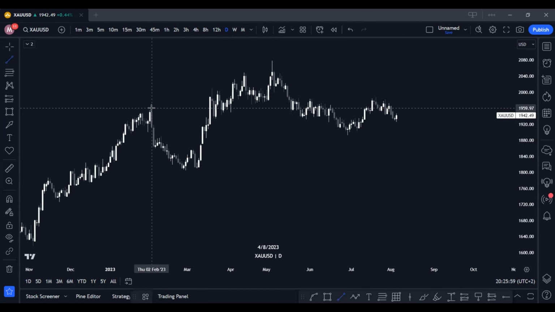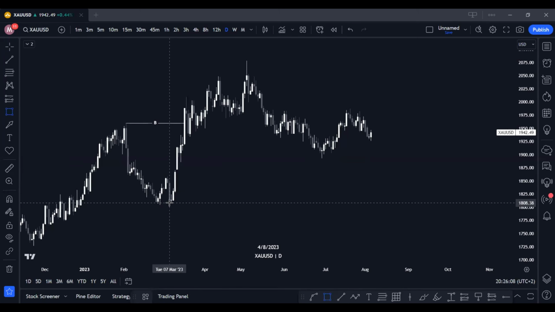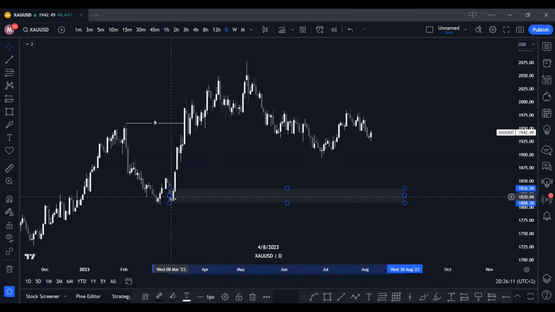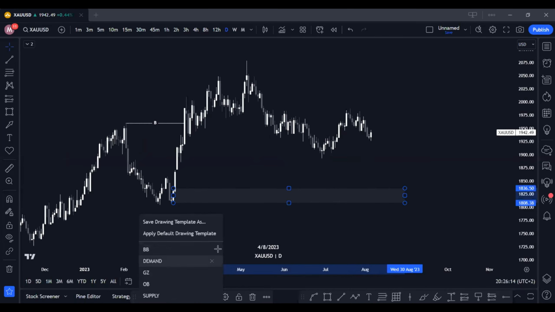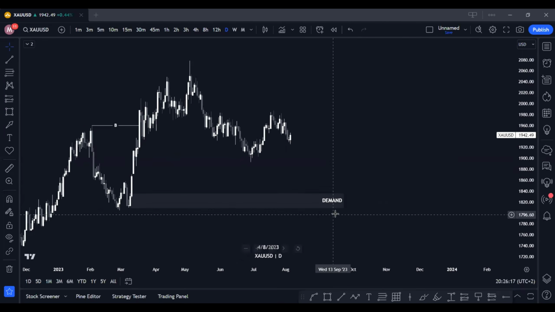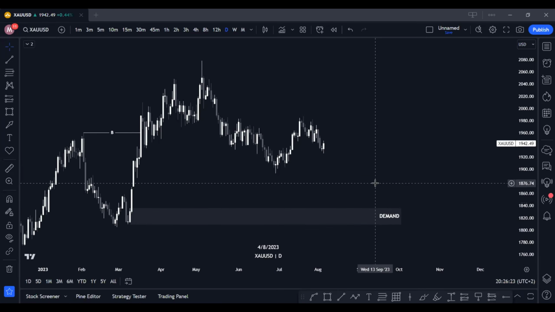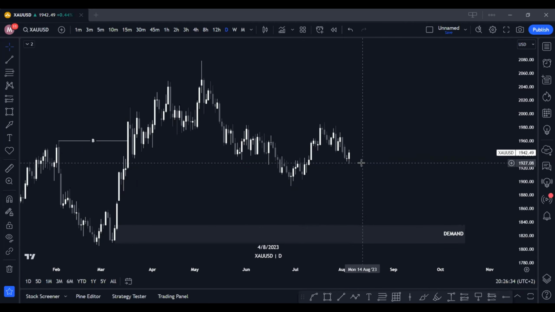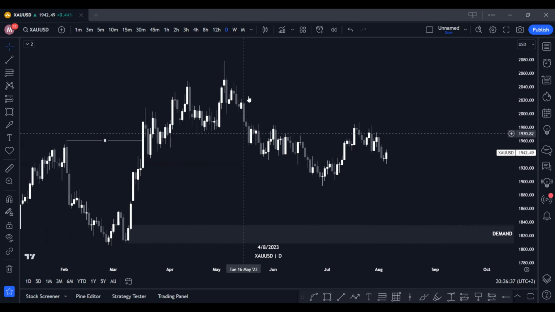Okay, so we have this break of structure here, we have this break of structure here, and we have this beautiful demand area here. Okay, we have this beautiful demand area here, meaning that we could be looking for our buying opportunities here. So like I said, it could take price the longest time to come near our demand area. So what are we going to do? We are going to take our counter trend trades. Okay, so let's move to our 8-hour chart.